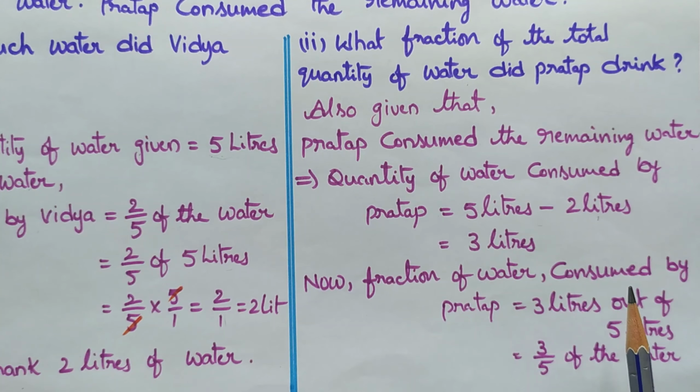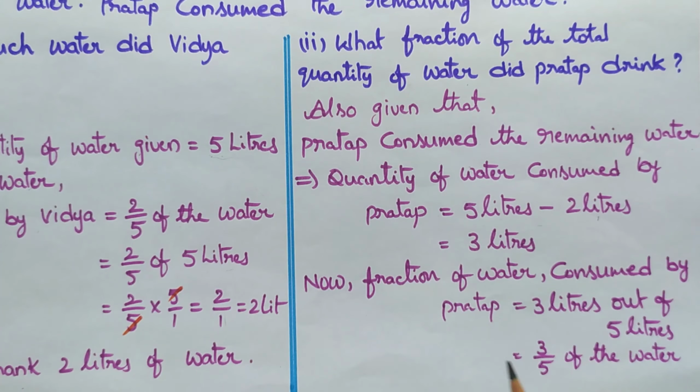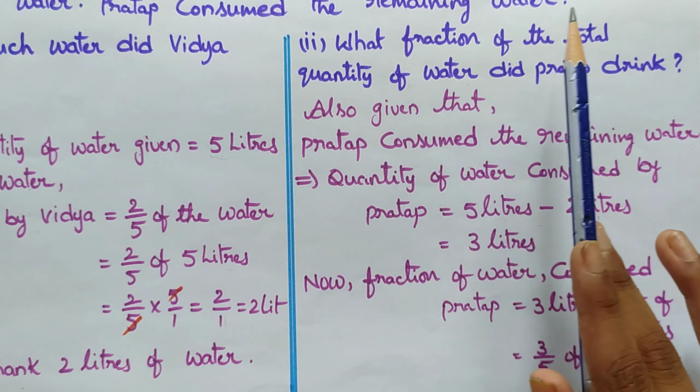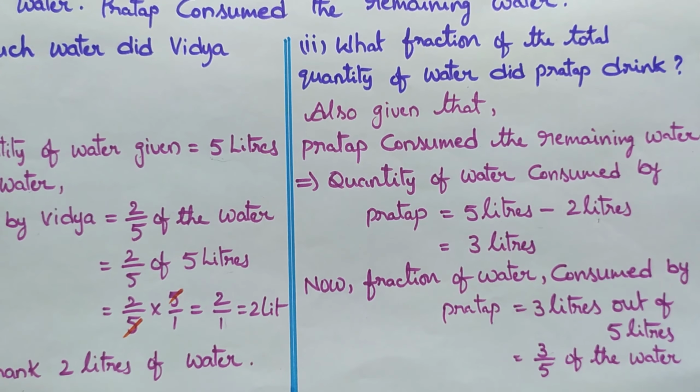Now the fraction of water consumed by Pratap. We have found how many liters are consumed by Pratap. But it is asked for the fraction of the total quantity of water. Now the fraction of water consumed by Pratap is equal to 3 liters out of 5 liters total. He drank 3 liters, so 3 liters out of 5 liters, 3 by 5 of the water. What fraction of the total quantity of water did Pratap drink? 3 by 5 of the water. Is it clear, friends?